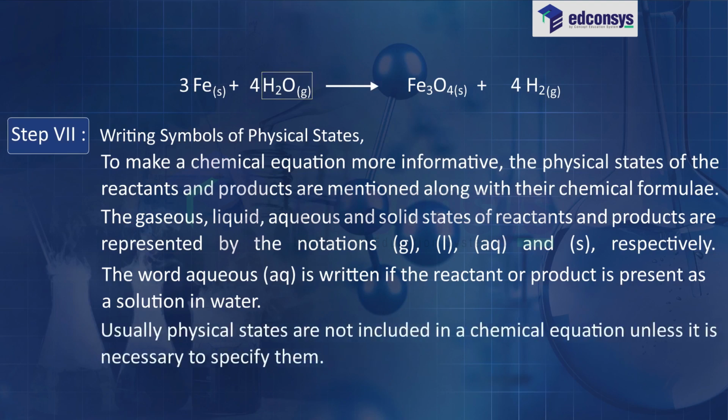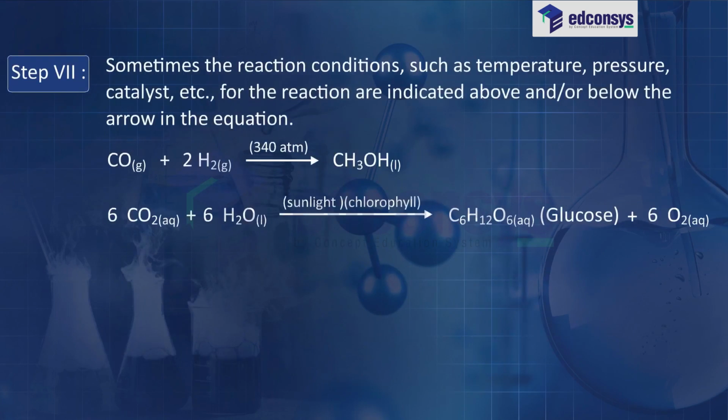Usually physical states are not included in a chemical equation unless it is necessary to specify them. Sometimes the reaction conditions such as temperature, pressure, catalyst, etc. for the reaction are indicated above and/or below the arrow in the equation. For example, CO(g) plus 2H2(g) at 340 atmospheric pressure gives CH3OH(l). 6CO2(aq) plus 6H2O(l) in the presence of sunlight and chlorophyll gives C6H12O6(aq) glucose plus 6O2(aq).